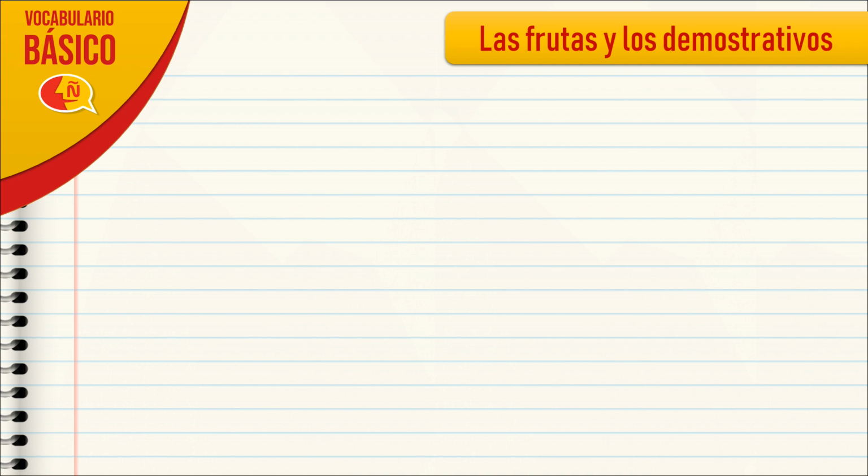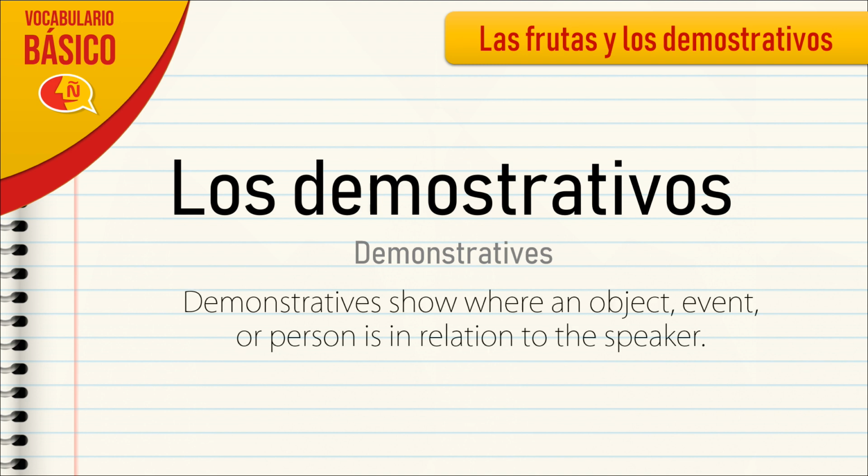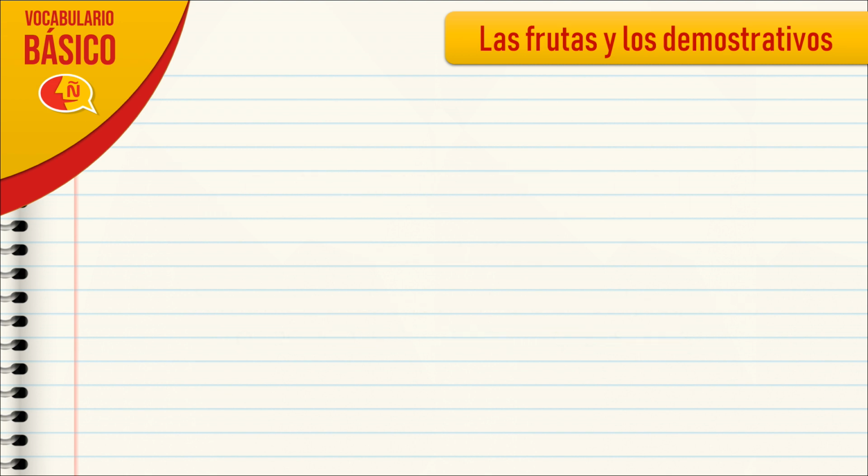First of all, I would like to remind you what the demonstratives are. ¿Qué son los demostrativos? Los demostrativos son palabras que nos muestran dónde está un objeto, un evento o una persona en relación con el hablante. So, demonstratives help us to identify where something or someone is. In this case, these words are going to help us to identify the distance from the speaker to the fruit that we are going to learn, okay? So let's have a look at the demonstratives in Spanish very quickly.